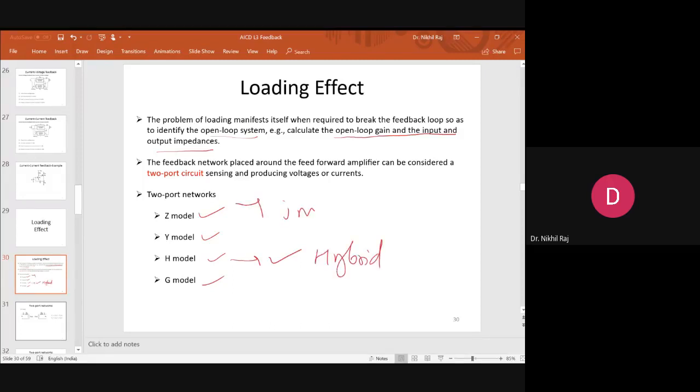Z model is called your impedance model. Y is your admittance, and G is your conductance, transconductance.